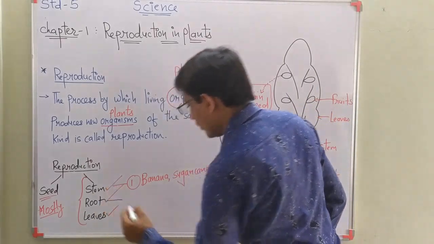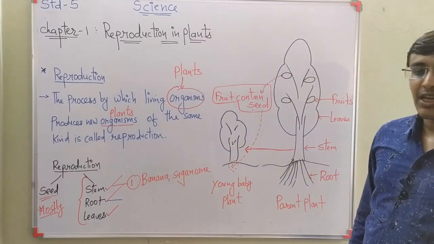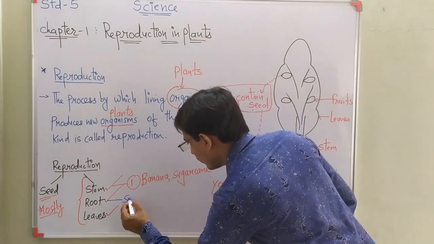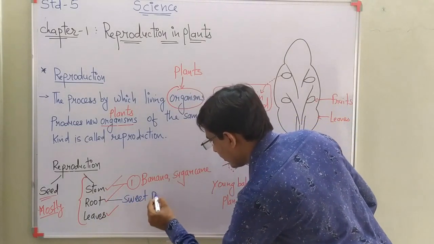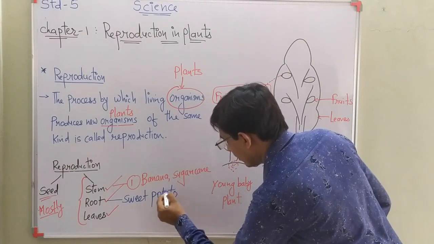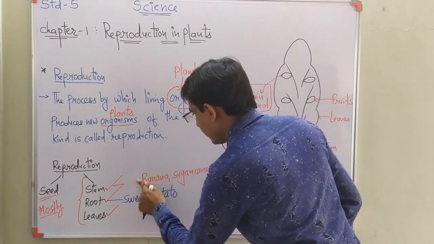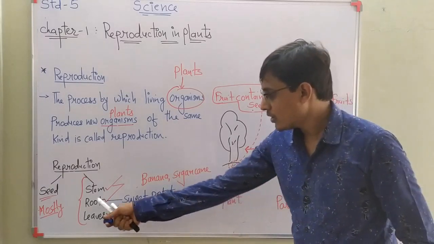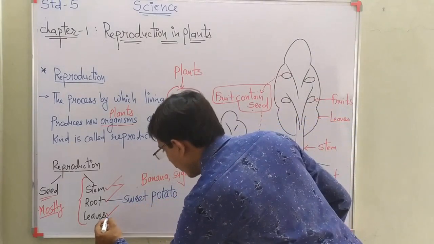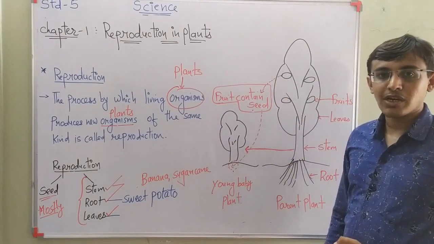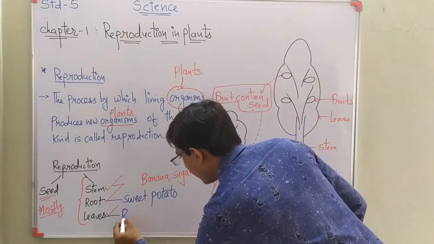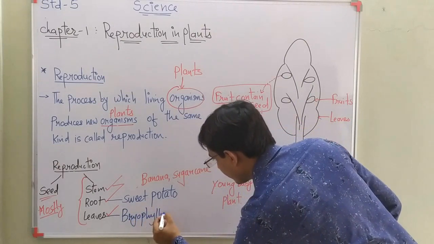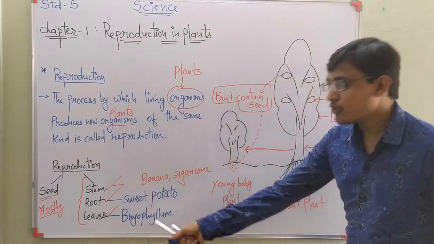Now see, there are many plants that do not have a seed, and they reproduce through the root. For example, sweet potato. Sweet potato means shakriya. They are reproduced through the roots. And many plants undergo reproduction through the leaves. For example, bryophyllum. They are reproduced through the leaves.